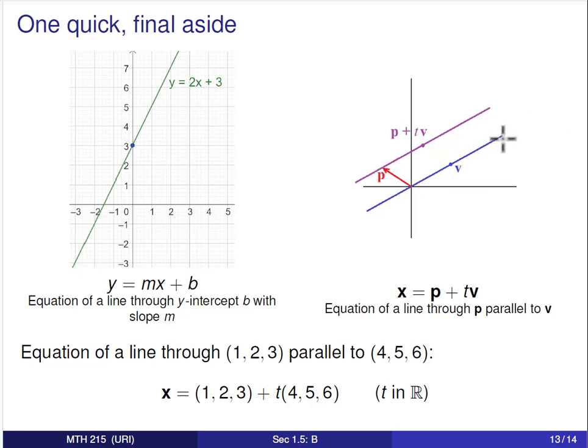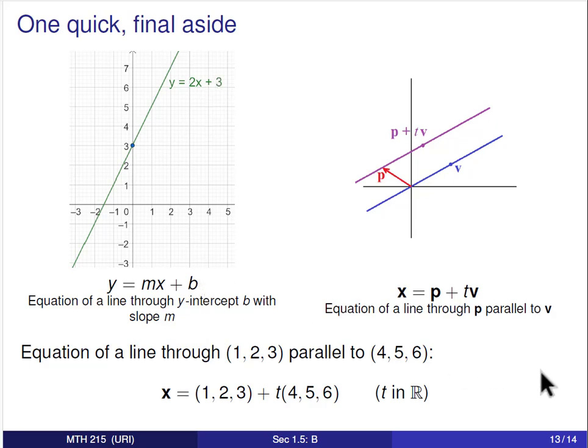So the direction that v indicates is kind of like the slope. And just like we had the slope times x, we'll have the slope times t, our parameter that changes. And p, giving our starting point, is very much like the y-intercept being added in the slope-intercept form.